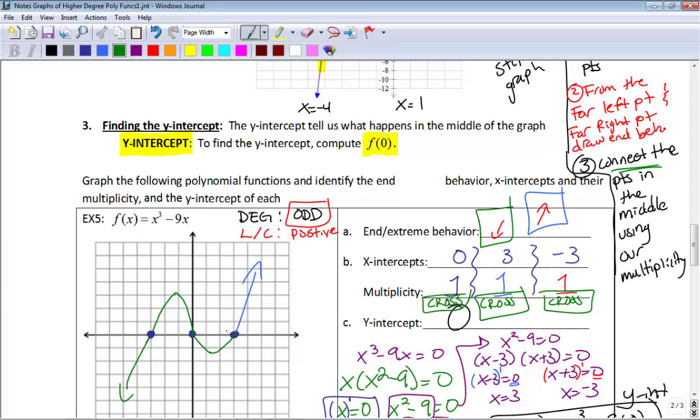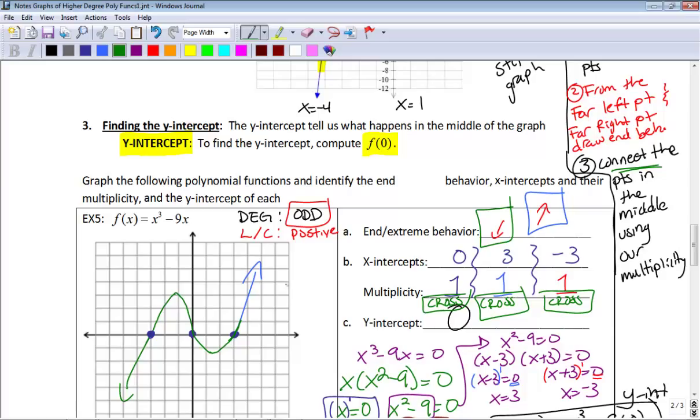I need to cross. Did I cross the x-axis? Take a look at this. Did I? Yeah. My end behavior told me I was going up the other way. So perfect. We did it right. Again, this is the sketch of x cubed minus 9x. It's not perfect. Why? Because we don't know calculus. We don't need to know calculus outside the scope of this class.